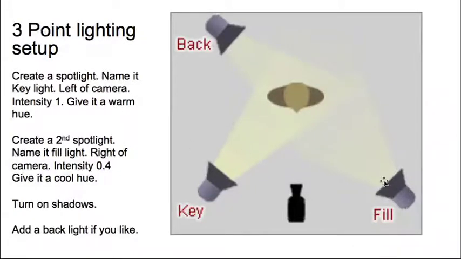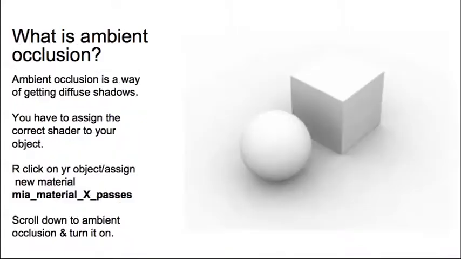When you create your second light, your fill light, name that your fill light. Again, you always want to name things in the outliner. Put it to the right of the camera and give it an intensity of 0.4 or 0.5. Typically, the key fill ratio is 2 to 1. Usually your key light is twice as intense as your fill light. Turn on the shadows and add a backlight or rim light if you feel like it.